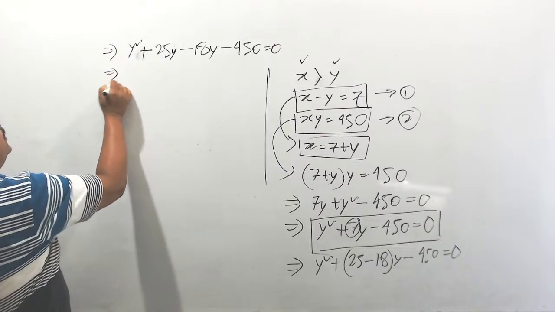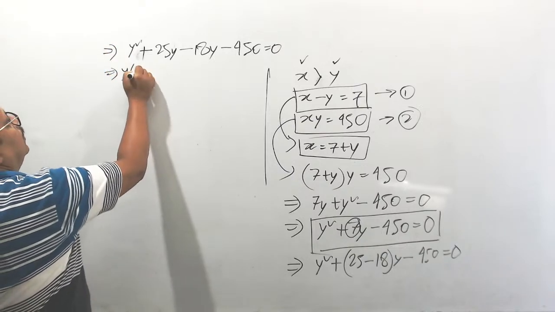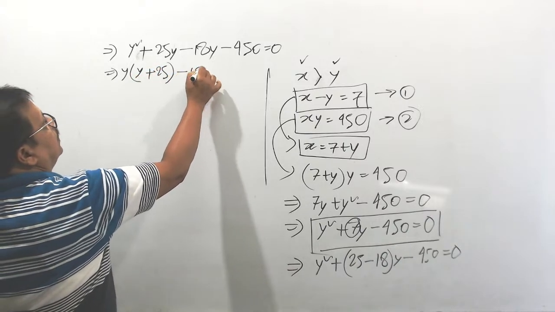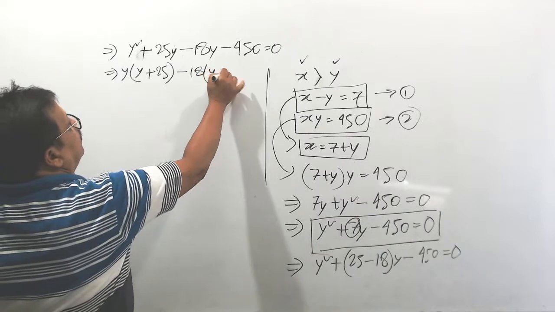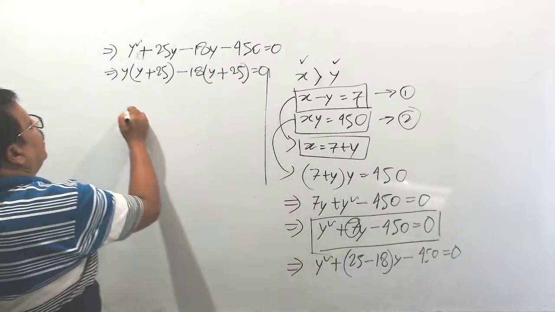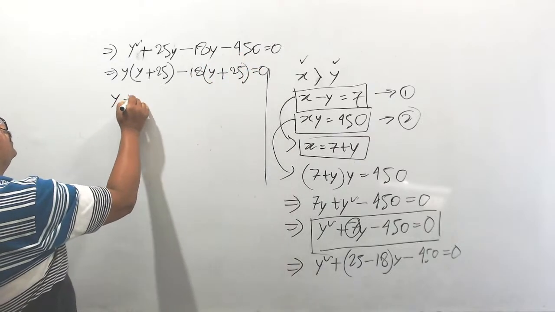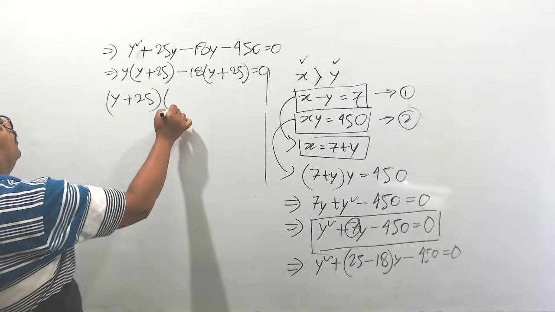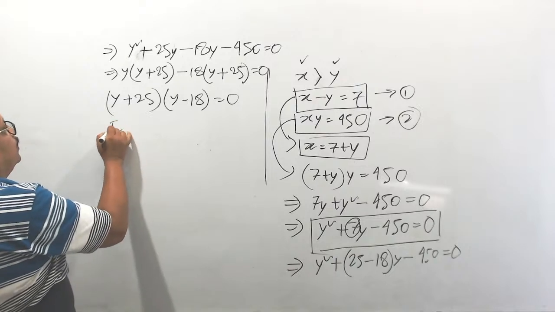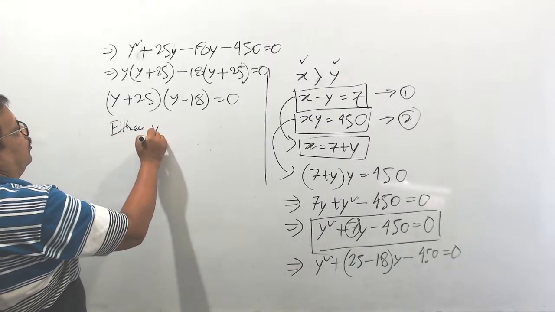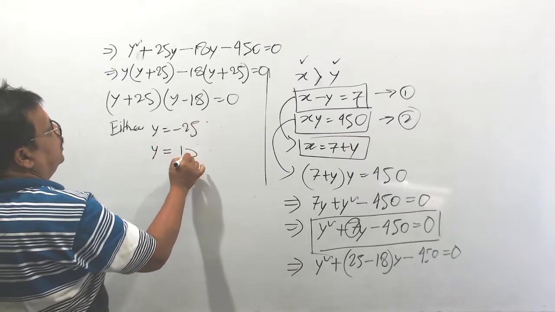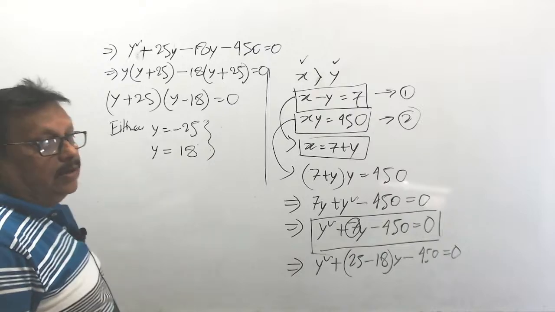This implies take common y plus 25 minus 18, you take common, y plus 25 is equal to 0. Understood? y plus 25, y minus 18 equals 0. Either y is equal to minus 25 or y is equal to what? 18. These two values you got.